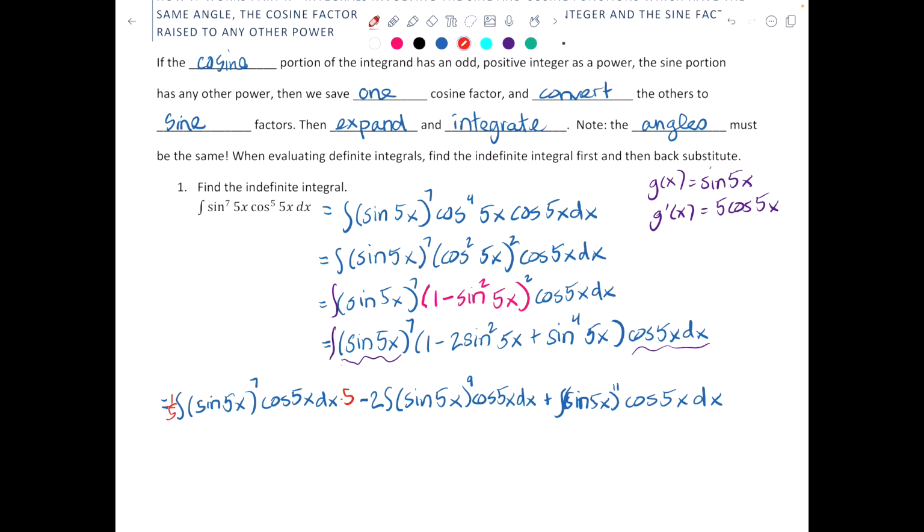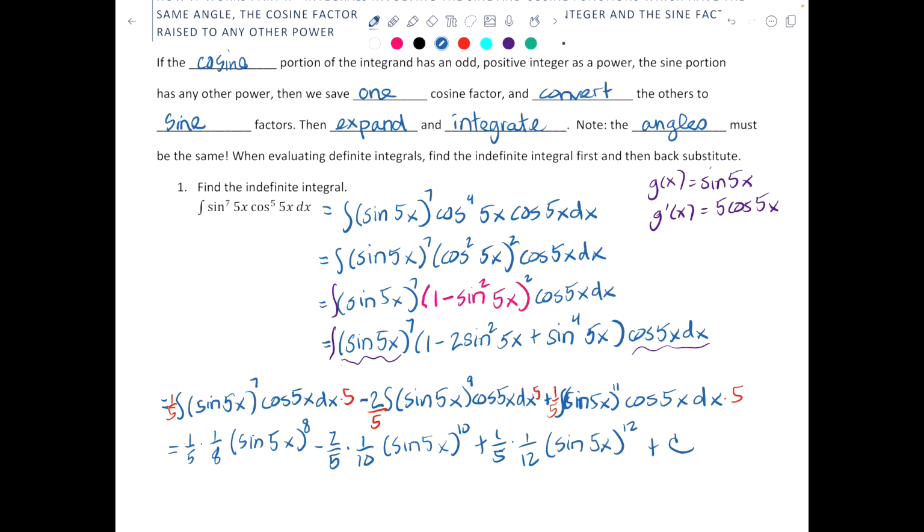So we're going to need to multiply each of them by 1/5 and multiply by 5. And then we're almost done. So we'll have 1/5 times 1/8 sine at 5x to the 8th power, and then minus 2/5 times 1/10 sine at 5x, that quantity to the 10th power, plus 1/5 times, sorry, that's a 1, times 1/12 sine at 5x to the 12th power, plus our constant of integration.